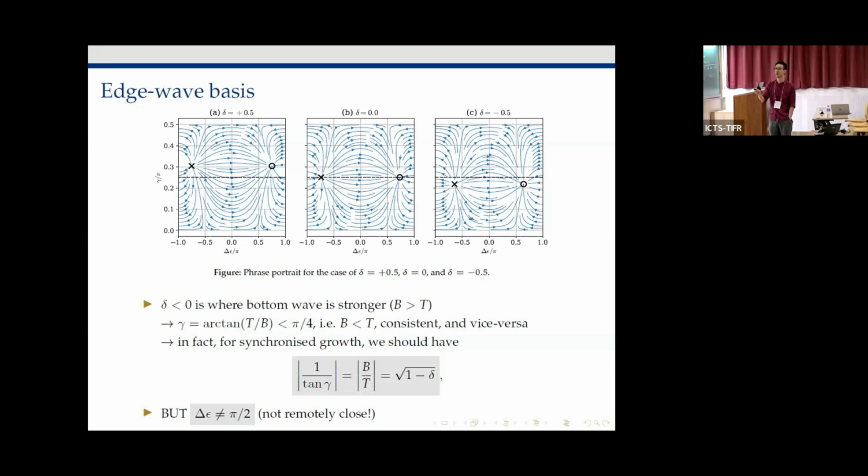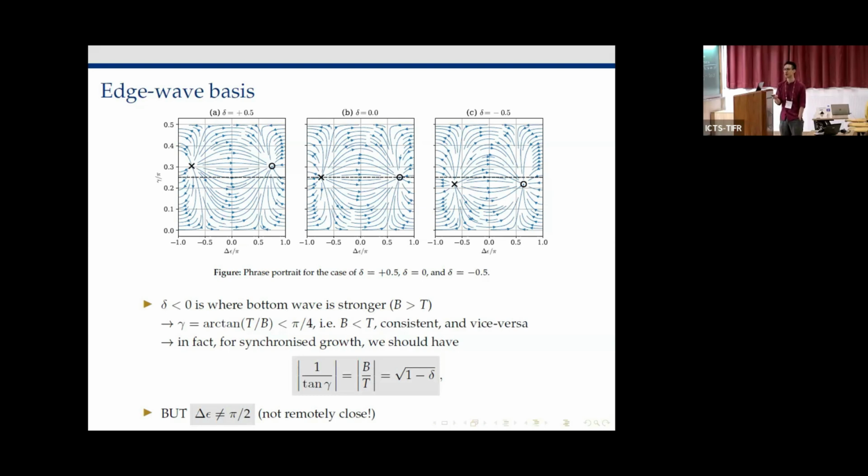So here what we have is gamma, which is less than pi by 4, which is here. If it's less than pi by 4, then it means that this thing is less than 1, so this is a sign error. B is bigger than T at this point, so this is a typo. And vice versa for the delta case, you should have a T over B. So in the delta negative case, your bottom wave is stronger. In the delta positive case, your bottom wave is weaker because of this topographic effect.